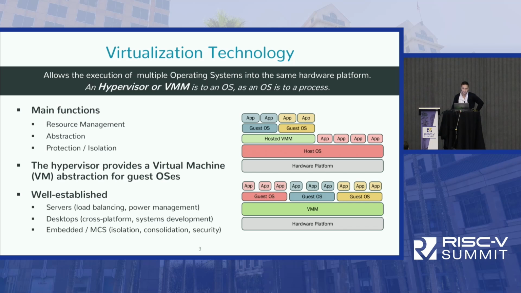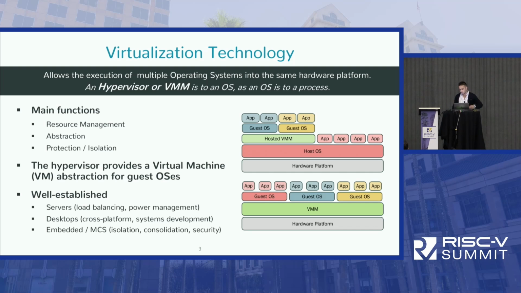illustrate the different types of hypervisors. On the bottom, we have what is called type 1 or bare metal hypervisor, where you run your hypervisor directly atop the hardware platform, and then you run the multiple guest operating systems atop your hypervisor. This is the kind of architecture or topology that you can find in embedded and mixed criticality systems.